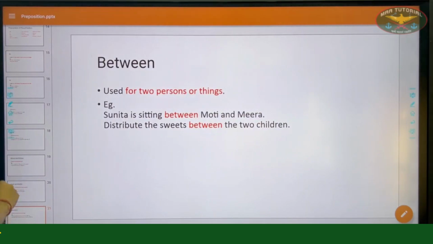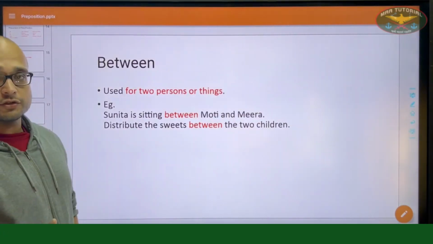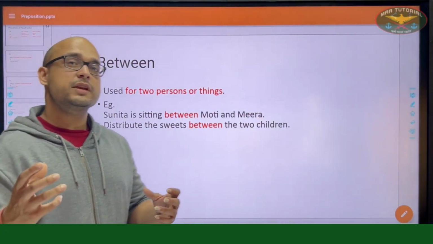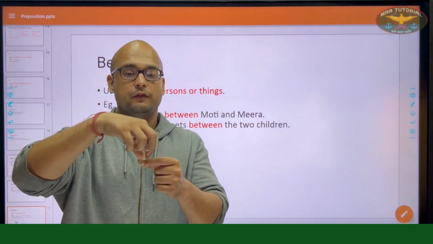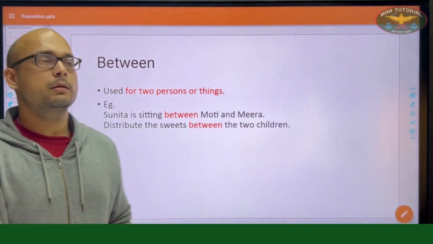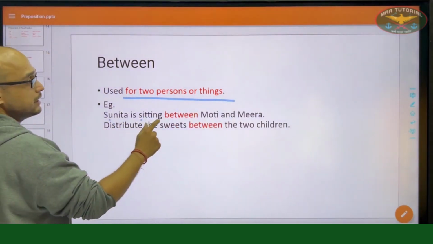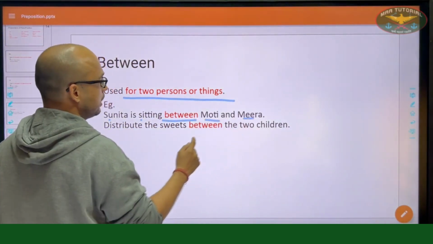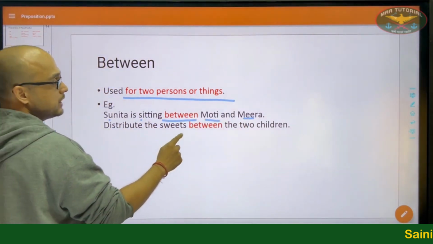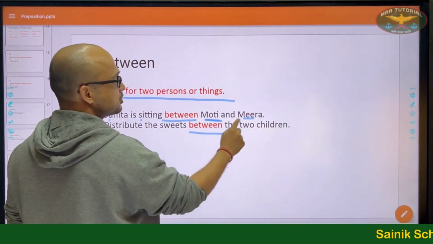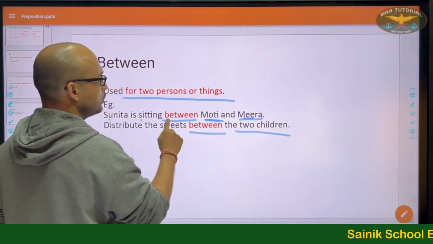Then we have between. It is used for two persons or things. When we want to say that something is in the middle of two other things, we can say between. Sunita is sitting between Moti and Meera. Distribute the sweets between the two children. So when it is just two people, we will use between.